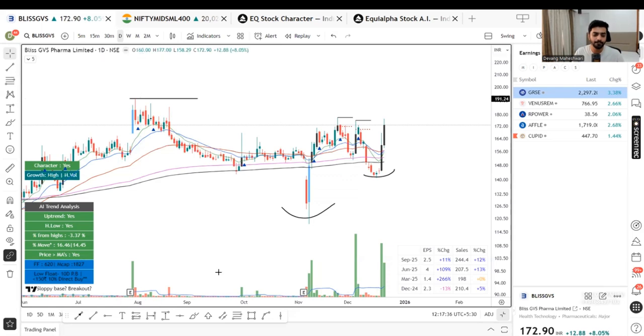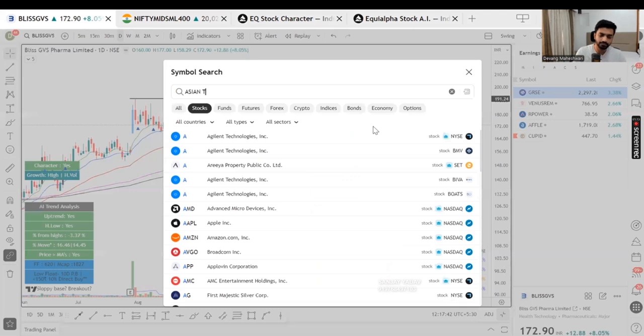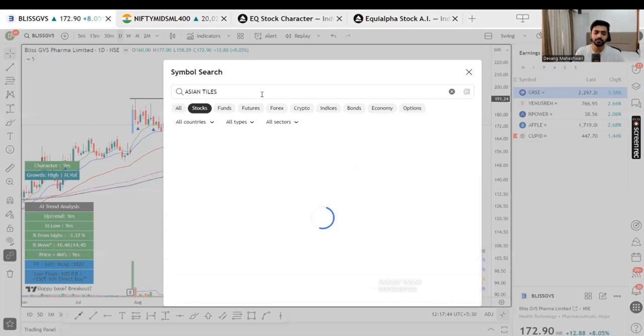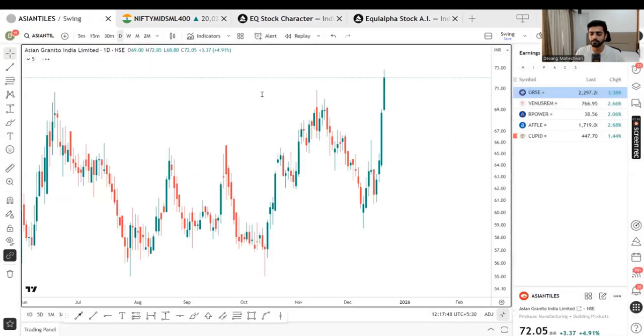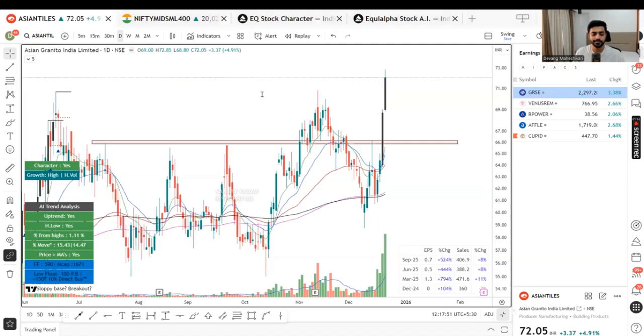So can you please open the chart of Asian Tiles if you want? Asian Tiles is this one. So this is a direct buy, right? Direct buy, I told you this. It has 2 stars. You can think of these 2 stars. What were these 2 stars? Can anyone detail now?